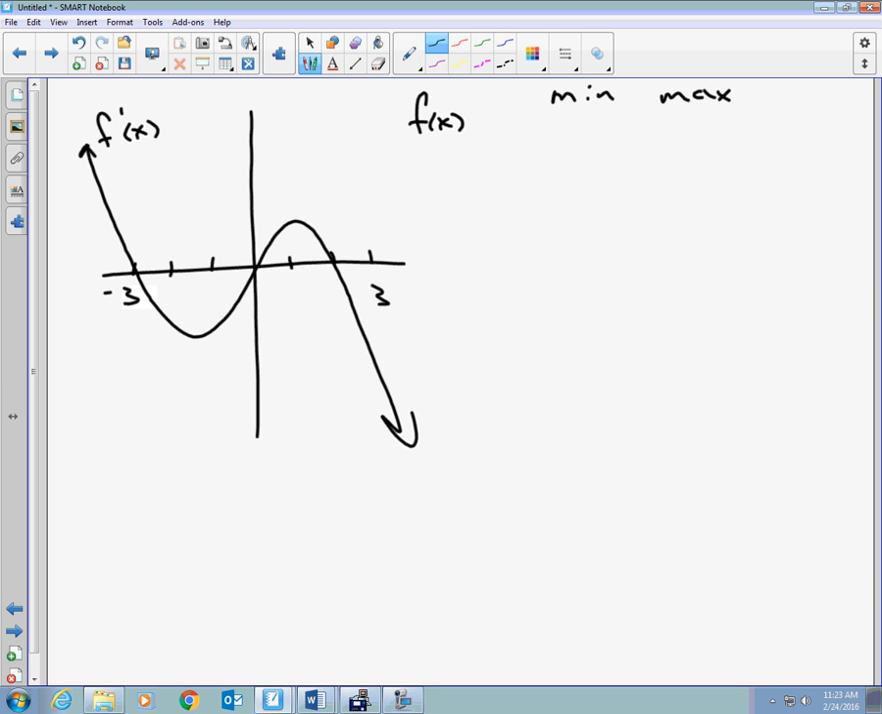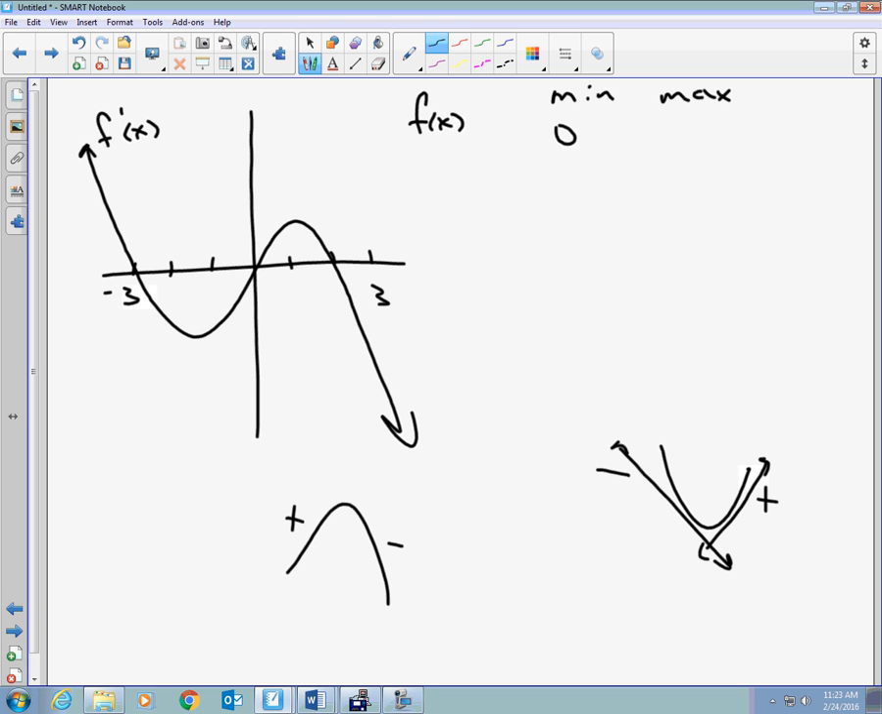Let's not think about that. Let's just think about the picture. This would be a minimum, right? So I change from decreasing to increasing. So that means the derivative changes from negative to positive. Well, this is the derivative. At what point does the derivative change from negative to positive? At 0. Everybody agreed? So at 0, it has a minimum. Where does it have a maximum? A maximum would be where it changes from positive to negative. Where does it change from positive to negative?